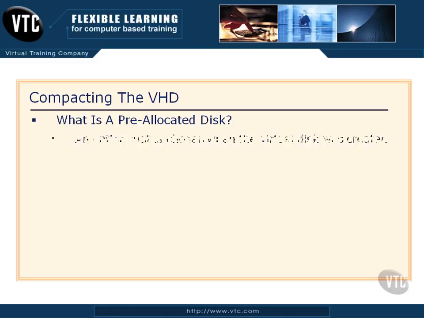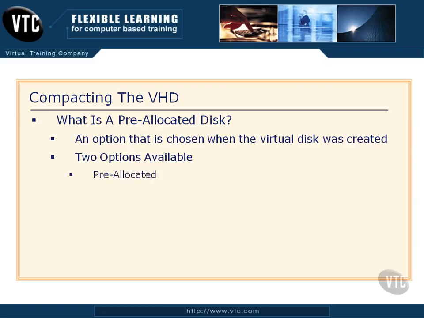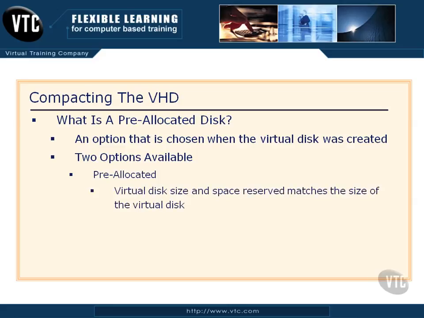What is a pre-allocated disk? Well, this is an option that you chose when the virtual disk was created, and there were two options available to you. You could either have a pre-allocated disk, and this meant that the space you reserved when you created the virtual machine matches the size of the virtual disk. Here we go in English. If I'm creating a new virtual machine and I tell it that I want it to be a pre-allocated disk and this thing's going to be 40 gigabytes in size, it's going to go out there to the host drive and block off a 40 gig space on that disk, and that is all for the virtual hard disk. It's going to be 40 gigabytes from the get-go, regardless if it only actually needs about 3 gigabytes of space, it's still going to set aside and hold 40.